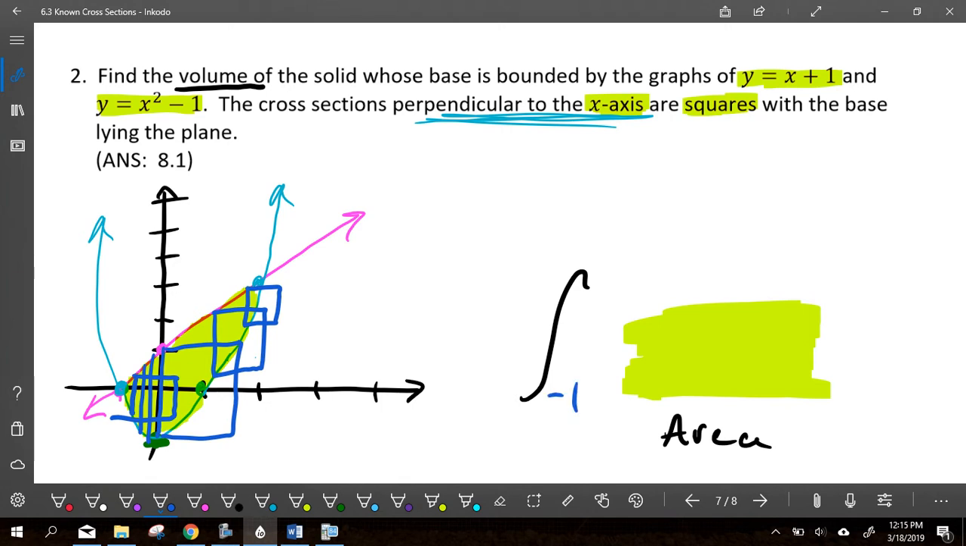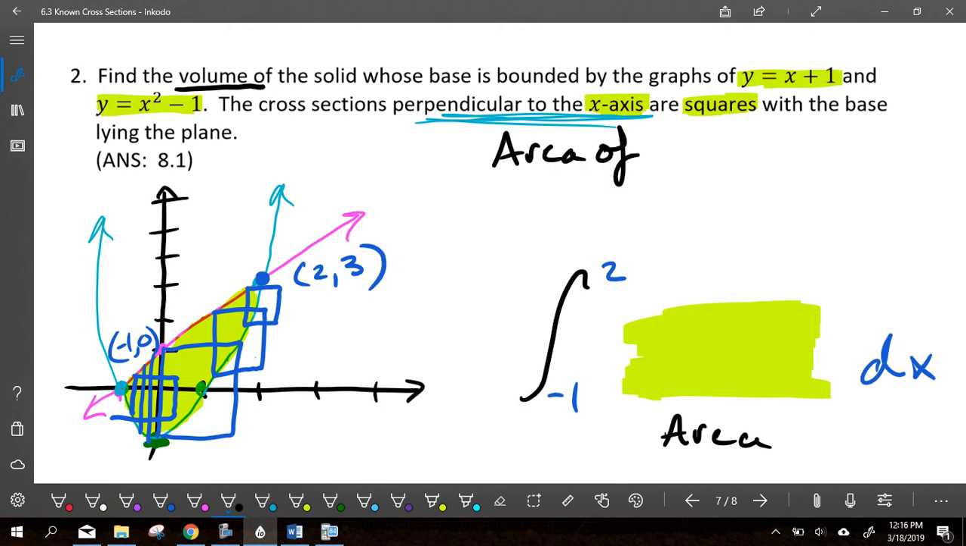-1 until 2, because this ordered pair right here is the ordered pair 2, 3. I want the x values because I was perpendicular to the x-axis. I stacked them on the x-axis. So -1 and 2, those are x values, so this is a dx problem. All I need to know left is the area of my cross-sections. And my cross-sections are squares.